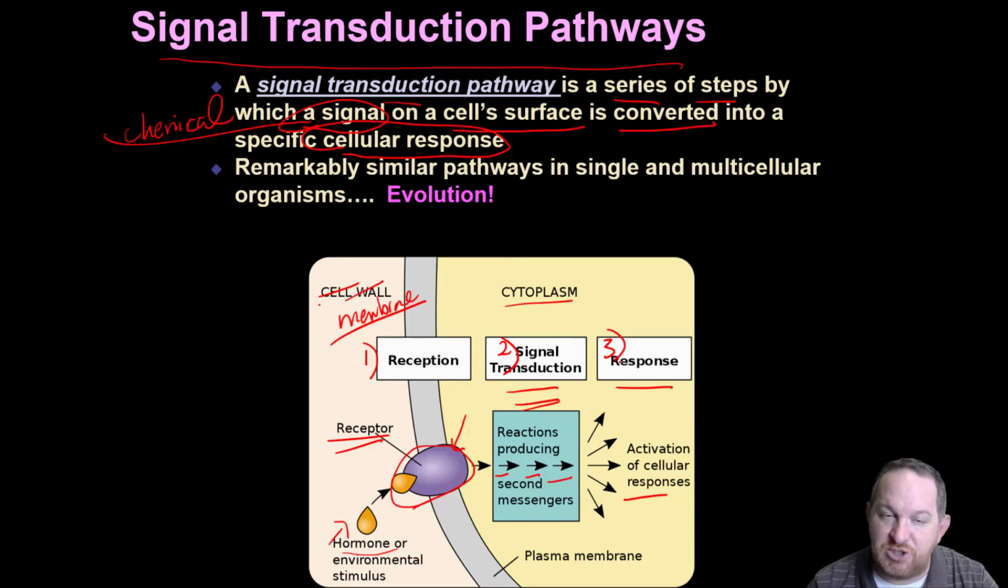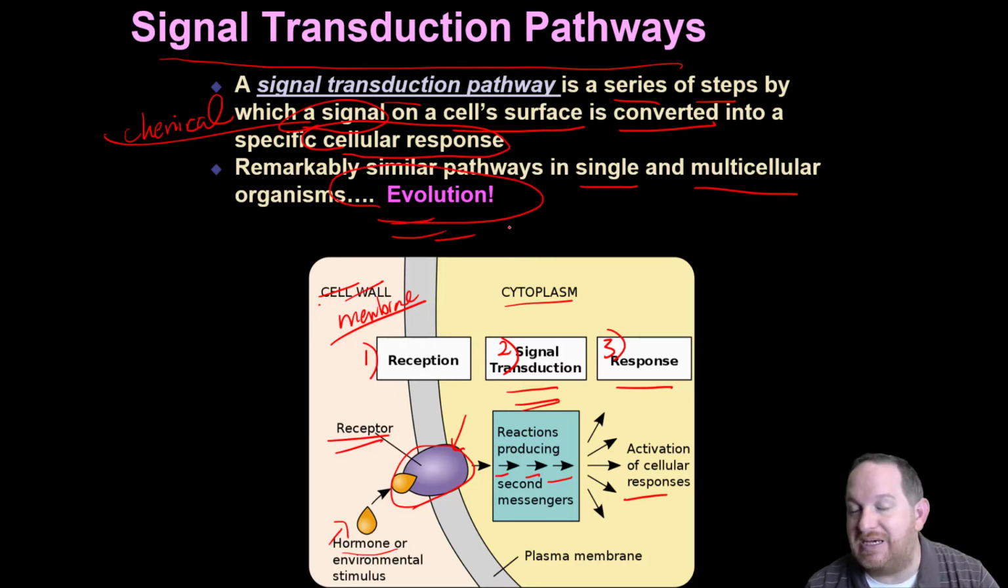So the other thing I need to mention here is that if you look in both bacteria and multicellular organisms, these pathways for signal transduction are incredibly similar, which tends to support the idea, well, that makes sense, right? Evolution happened. We evolved from a common ancestor. So it makes sense that these pathways have been preserved through evolution if they work.